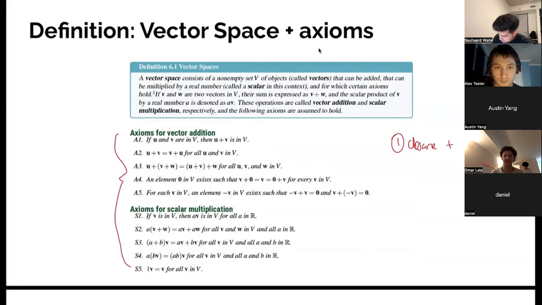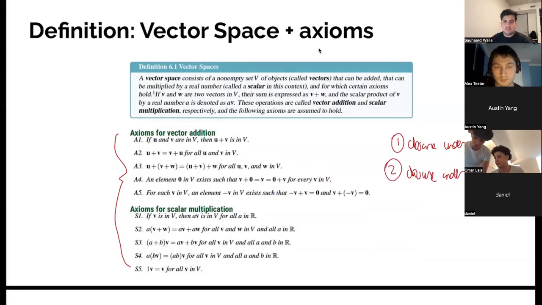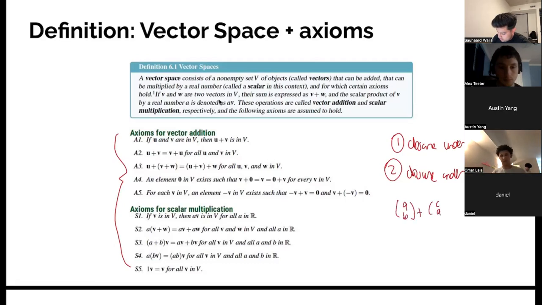Closure under addition, and second, closure under scalar multiplication. And these multiplication and addition can be defined in whatever way they're defined for the vector space. They're not necessarily always going to be, if you have a vector AB plus CD, it does not always have to be equal to A plus C, B plus D. That's not always the case. It depends on how the addition is defined for your vector space.